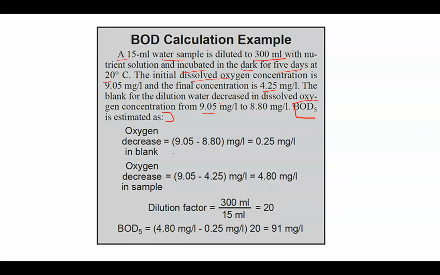We need a blank, that is, distilled water we have to take. That is our benchmark that we compare against. Then we have to calculate the oxygen decrease in the sample. These two things we need. This is distilled water, and this is our sample, like what we have done for the COD also. We were doing the comparison, taking DI water and the sample.